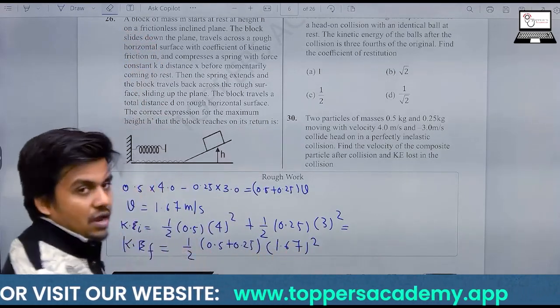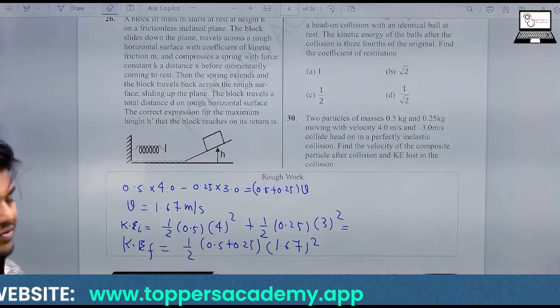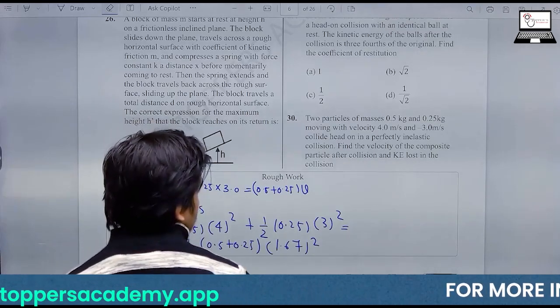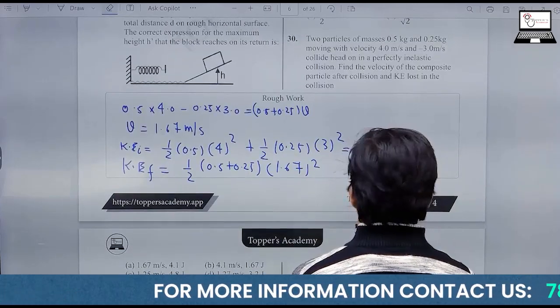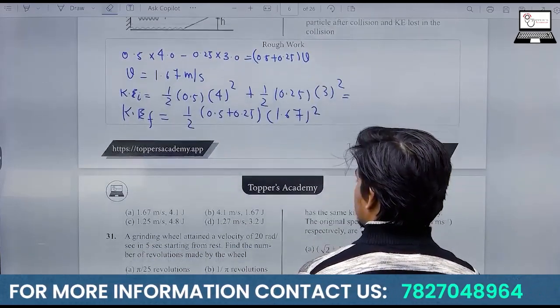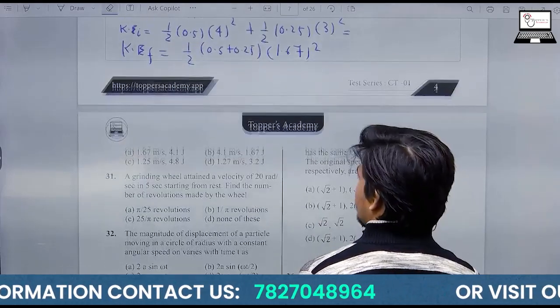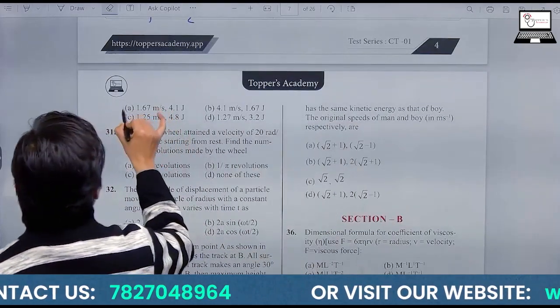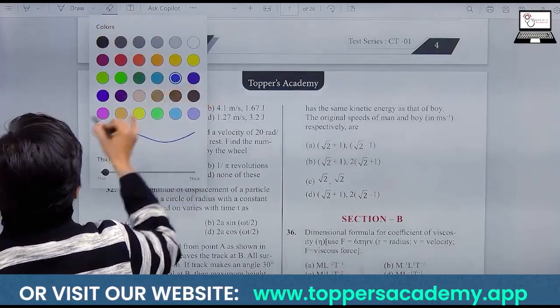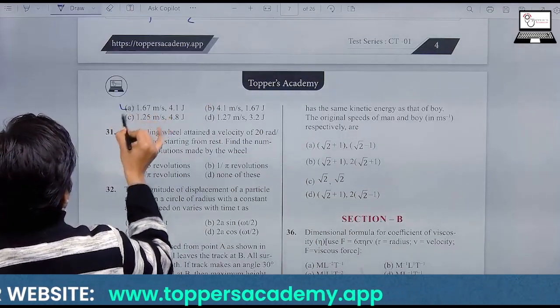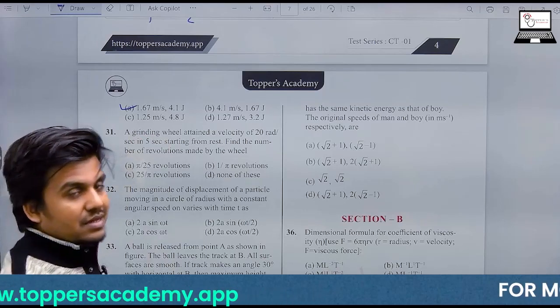From that value you can calculate the loss in kinetic energy, so you will get your answer. So A is the correct answer. That will be the loss in kinetic energy, and 1.67 meter per second is the velocity.